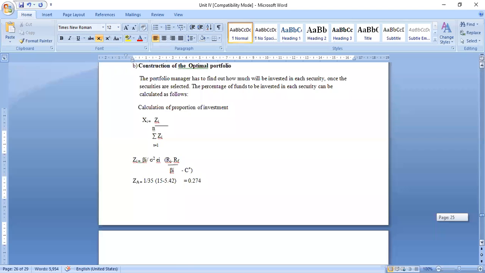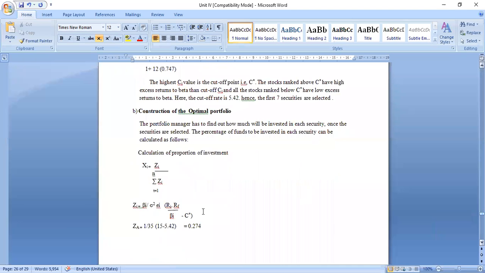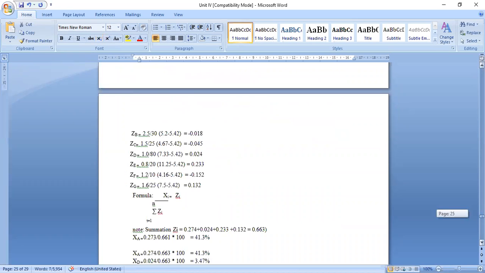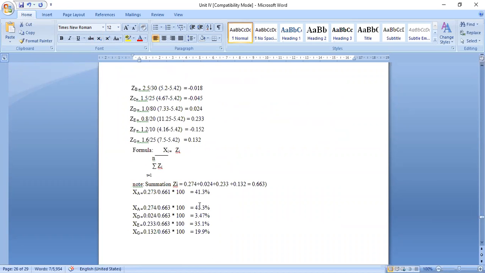So construction of optimal portfolio here, we are going to calculate XI. Okay, that we are going to calculate only for the positive values, and this is the proportion of investment which we will get, and this will help the investor to take a decision in which security how much should be the proportion of investment, that is 41%, 3.47%, 35, and then 19.9% or 20% approximately.